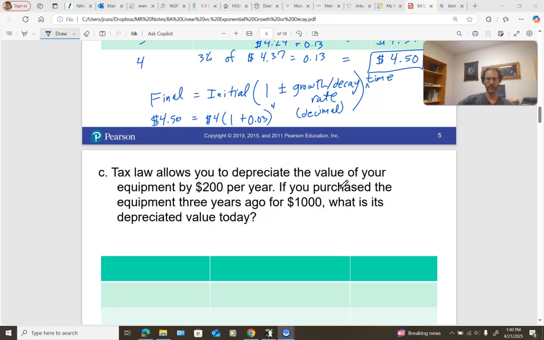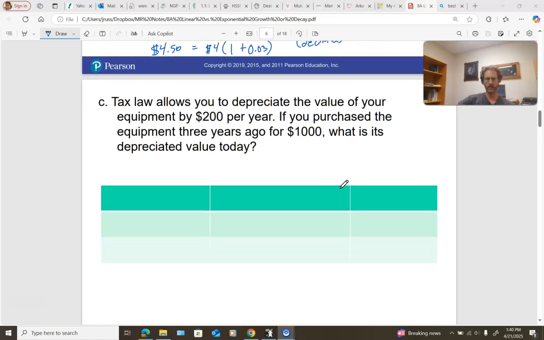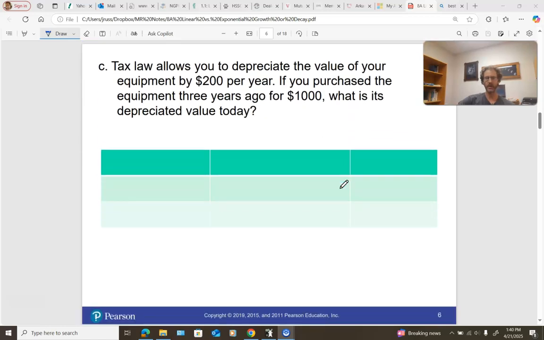I think maybe we'll do one more. Part C, and then we'll stop for part 1. So this says tax law allows you to depreciate the value of your equipment by $200 per year. So if you purchased the equipment 3 years ago for $1,000, what is its depreciated value today? In other words, what's its value going to be today?